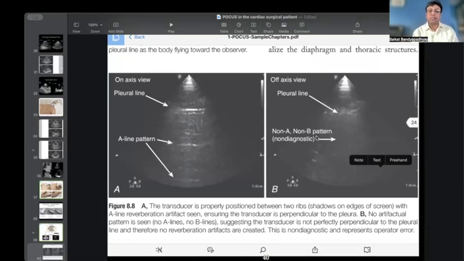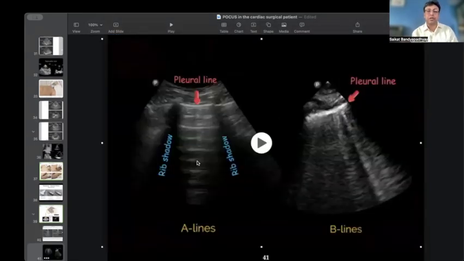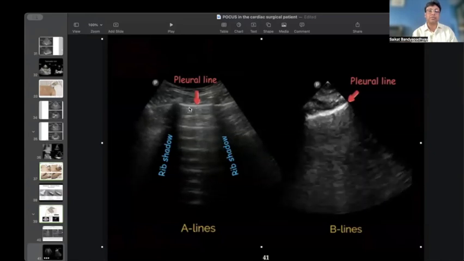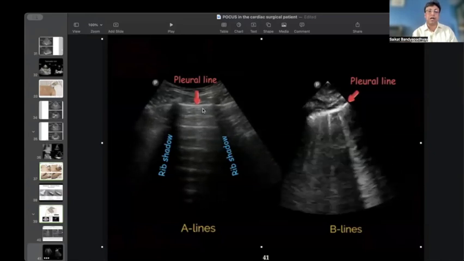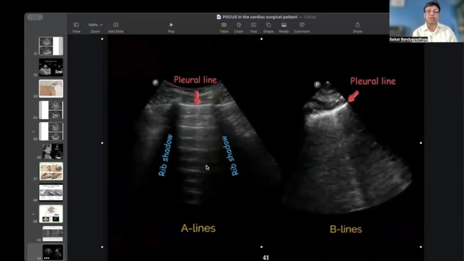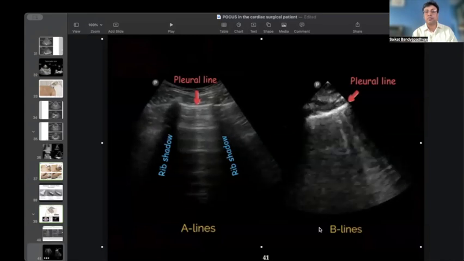And if you don't get them, like in this particular case, probably your probe is not perpendicular. It's very important that the probe is directed perpendicularly to the lung for getting a good lung ultrasound image. Just for example, in this case, you can see the pleural line. You can see the reverberation artifacts over here at definite intervals, horizontal and parallel to each other. These are normal A lines. On the contrary, over here, you have these vertical lines.